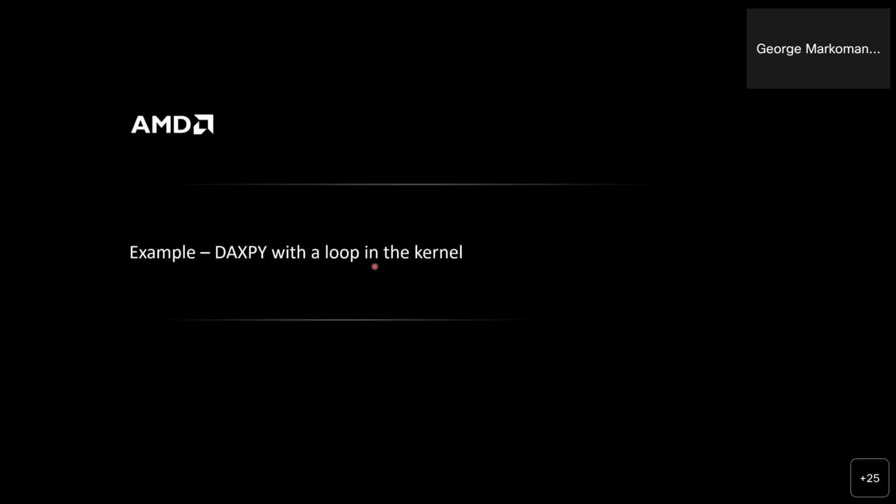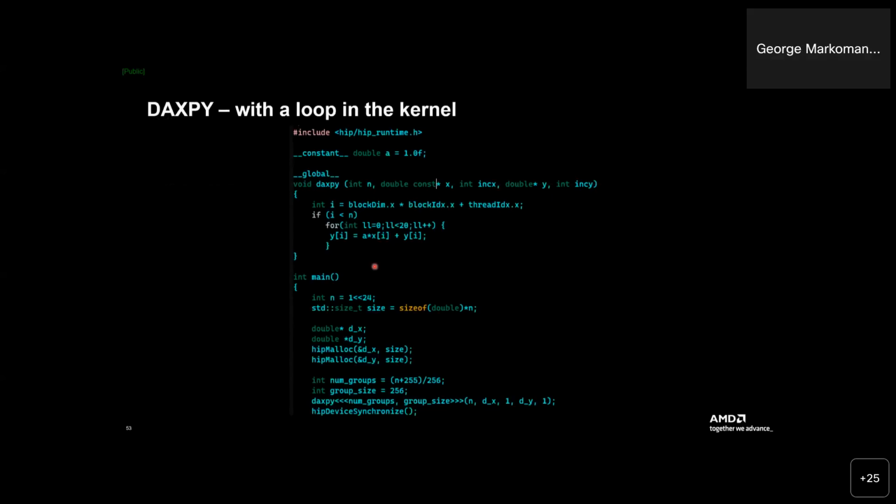And this is something I want to show you. Double precision A times X plus Y with a loop in the kernel. So it's a really simple code, DAXPY. Y equals A times X plus Y in a loop 20 times. Defined like that, with a big number. I don't care about the rest, the rest are simple things. Okay, this one.